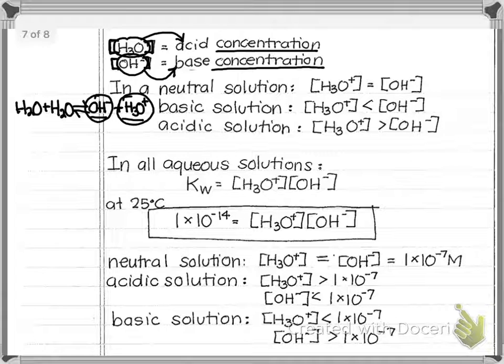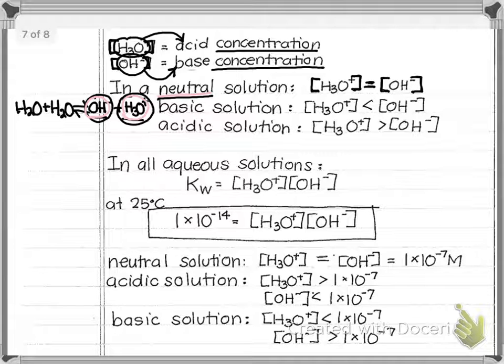When a solution is neutral, which pure water would be, then the concentration of the acid and the concentration of the base are equal. Now it makes sense that pure water would be equal, because if we look here, for every OH we produce, there's a H3O plus. So they cancel each other out to make a neutral solution. So a solution that's neutral has both acid and base present. They're just in equal amounts.